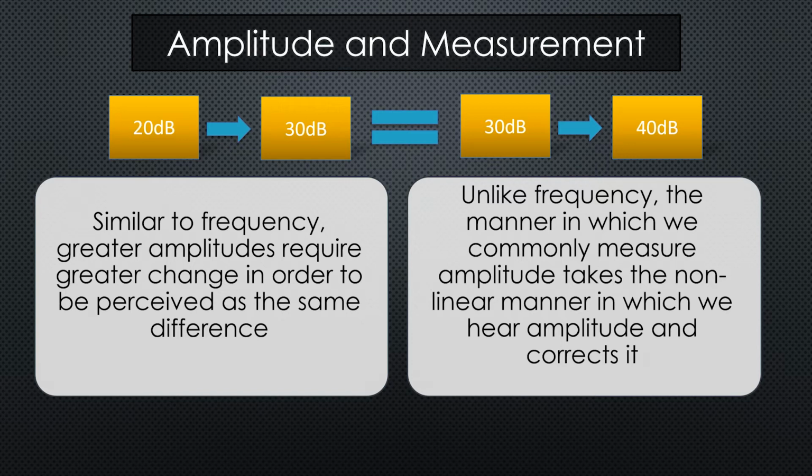So when we say going from 20 to 30 decibels is a difference of 10 decibels, that does equal a difference of 30 to 40. Both of those are movements of 10 decibels, and they are equal because that's what the decibel scale is all about. It's about having a non-linear system for measuring something, in this case, amplitude.